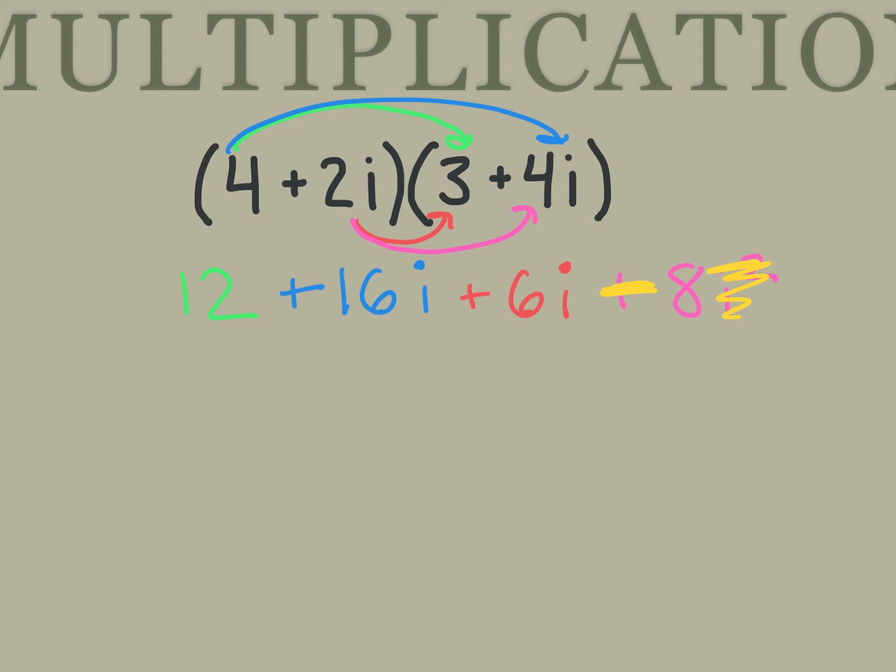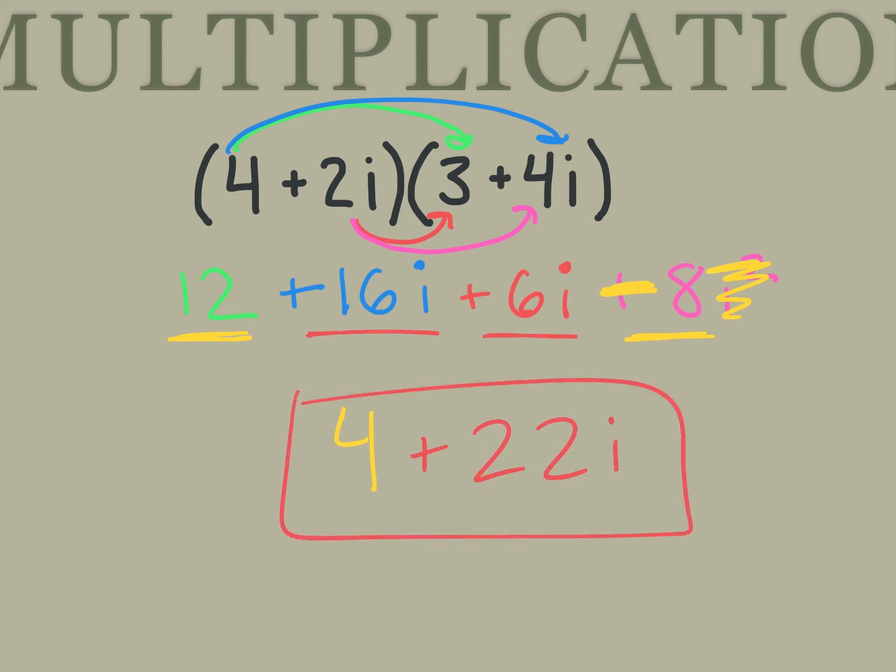And then what should I do? Combine like terms. So what's a like term with 12? 12 minus 8. What's 12 minus 8? 4. And then 16i. Awesome. 16i plus 6i is 22i. So the answer is 4 plus 22i. Remember, real number first, then the imaginary.